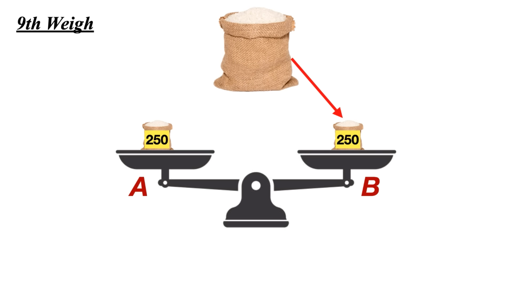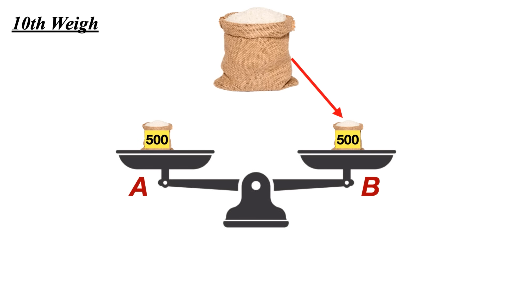In the 9th weigh, put 250 gram rice in pan A versus 250 gram rice in pan B. So the 250 gram rice obtained in the 9th weigh is combined with the 250 gram rice existing in pan A for the next weigh. In the 10th weigh, we have 500 gram rice in pan A versus 500 gram rice in pan B. Now combine both the contents of pan A and pan B to get 1 kg of rice. So by following these steps, we can get 1 kg rice in 10 weighs. The most important step one must remember in this problem is step 7.